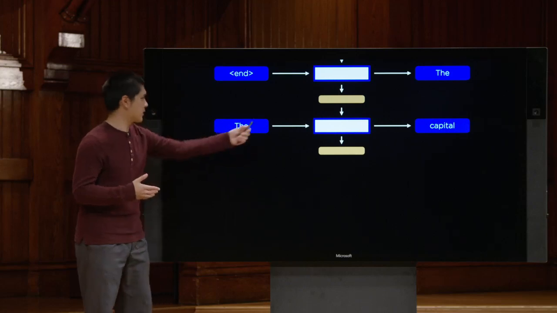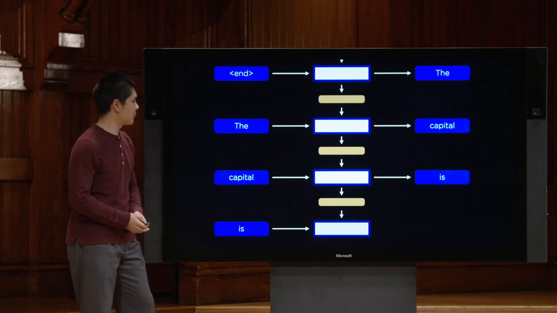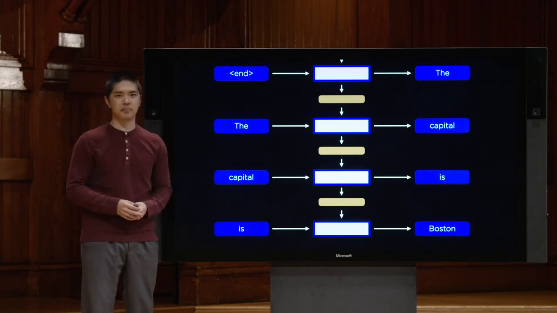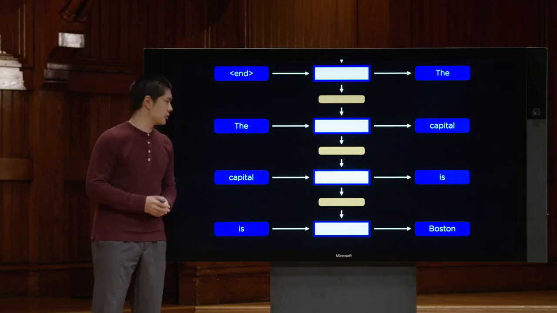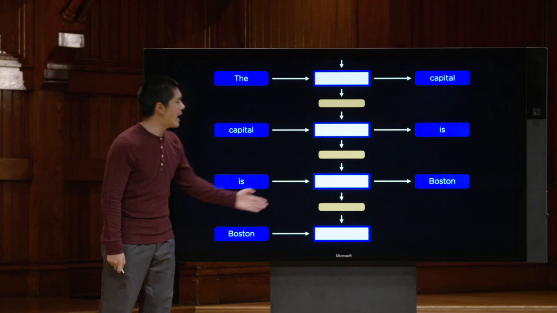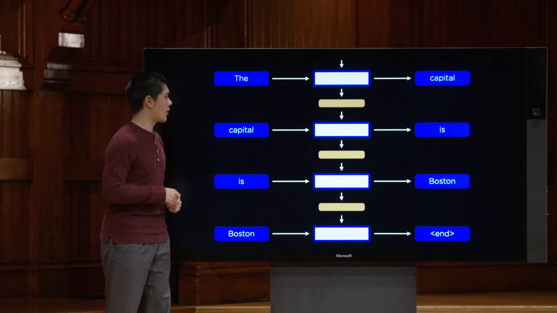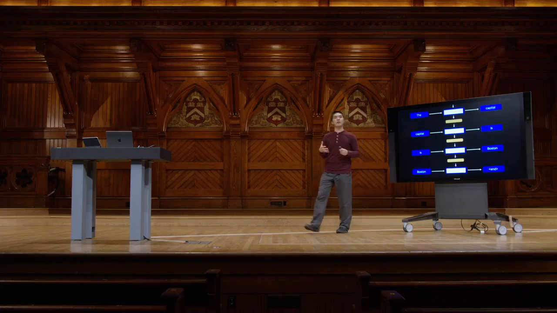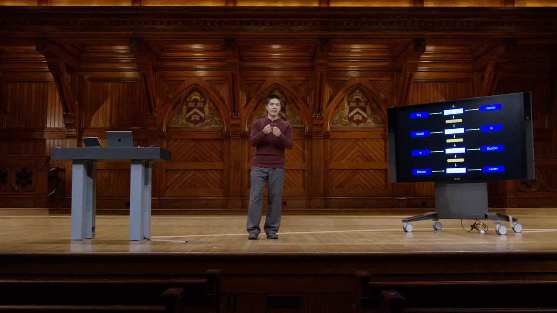And we'll repeat that, passing capital into the network to generate the third word, is, and then one more time in order to get the fourth word, Boston. And at that point, we're done. But how do we know we're done? Usually, we'll do this one more time, pass Boston into the decoder network, and get as output some end token to indicate that that is the end of our input. And so this, then, is how we could use a recurrent neural network to take some input, encode it into some hidden state, and then use that hidden state to decode it into the output we're interested in.